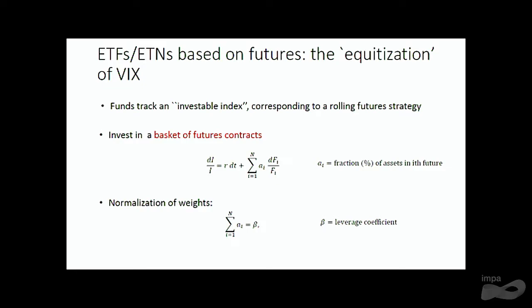And if you write it like this as a percentage, then this is the fraction of a dollar that you have in each future. This is the way math finance people would write it. One more equation: if you want to normalize the weights, the sum of the weights is beta, where beta is called the leverage. For example, if you're unleveraged, beta is 1. That means my dollar stays in the account, but I buy the equivalent amount of futures. But you could have leverage 2 or leverage minus 1. In this talk, I'm only going to talk about leverage 1 and leverage minus 1.